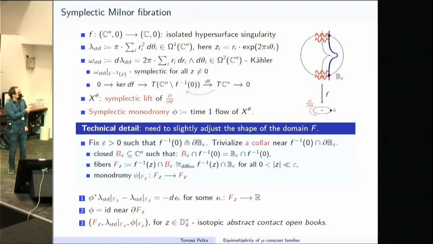The outcome of this slide is that I've defined a monodromy, which is not only a symplectomorphism, but it's also an exact symplectomorphism. So it pulls back the Liouville form, and the difference between the pullback of the Liouville form and the Liouville form is exact. This primitive A is called the action. Moreover, because I trivialized the collar, what I get in the collar near the boundary is the identity. And the triple that I get here, the fiber, the Liouville form, and the symplectomorphism, is a so-called abstract contact open book. So now I will define what I mean by abstract contact open book.